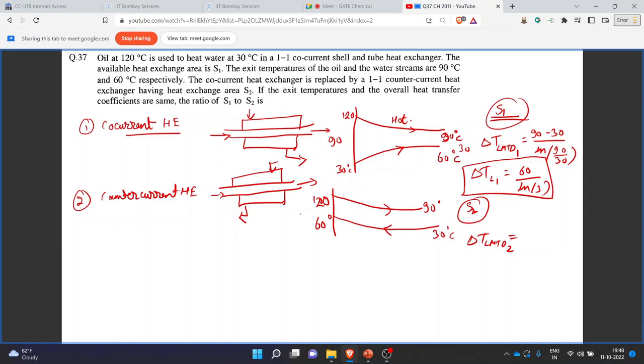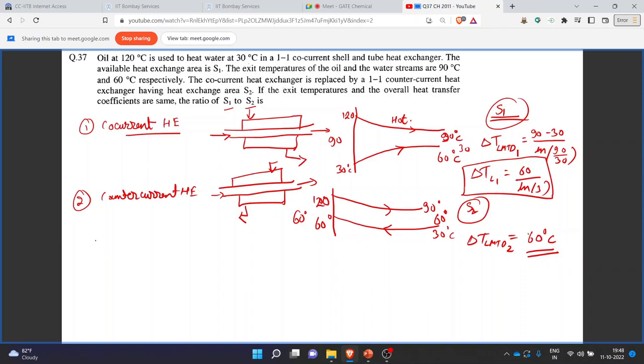So delta T1 over here will be 60 degrees Celsius, and at the other side it will be 60 degrees Celsius. So since this delta T is the same, that is 60 degrees Celsius for both the inlet and exit, the log mean temperature difference we can straight away write as delta T1 or delta T2, that is equal to 60 degrees Celsius. Now we have to find the correlation between heat exchange area S1 and S2.